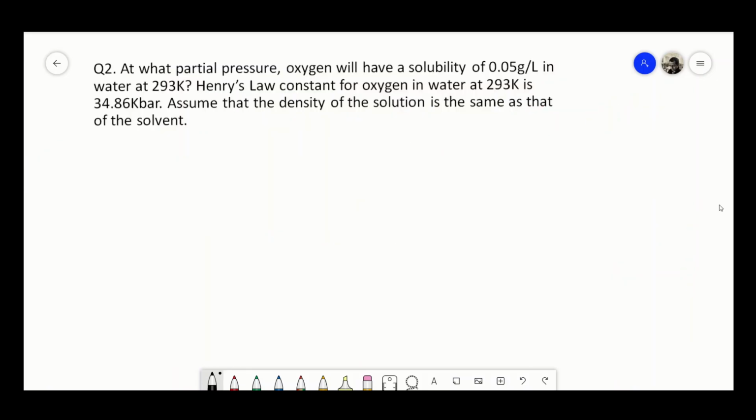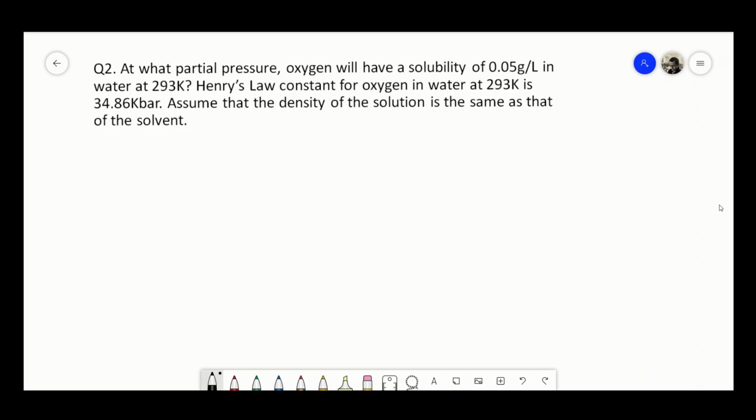Now let us discuss the second type of problems based on Henry's law. Here the question is: at what partial pressure will oxygen have a solubility of 0.05 grams per liter in water at 293 Kelvin? They have given us the value of Henry's law constant for oxygen in water at 293 Kelvin, which is 34.86 kilobar, and we have to assume the density of the solution to be the same as that of the solvent.